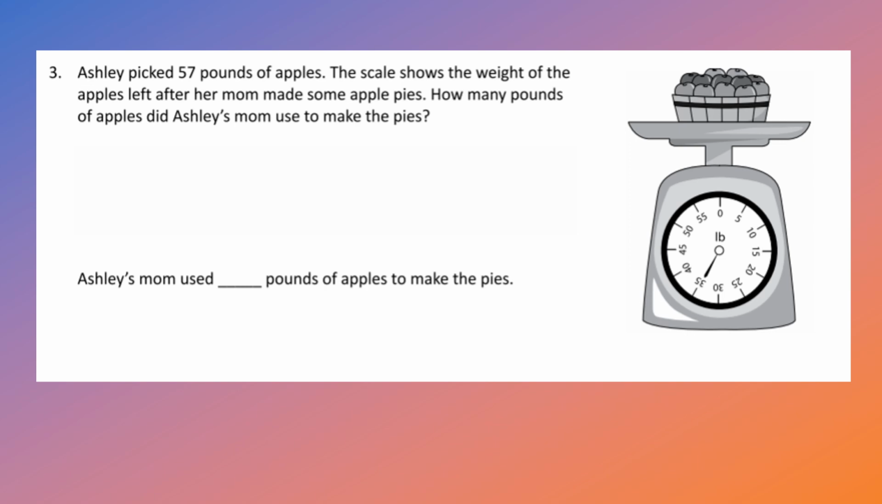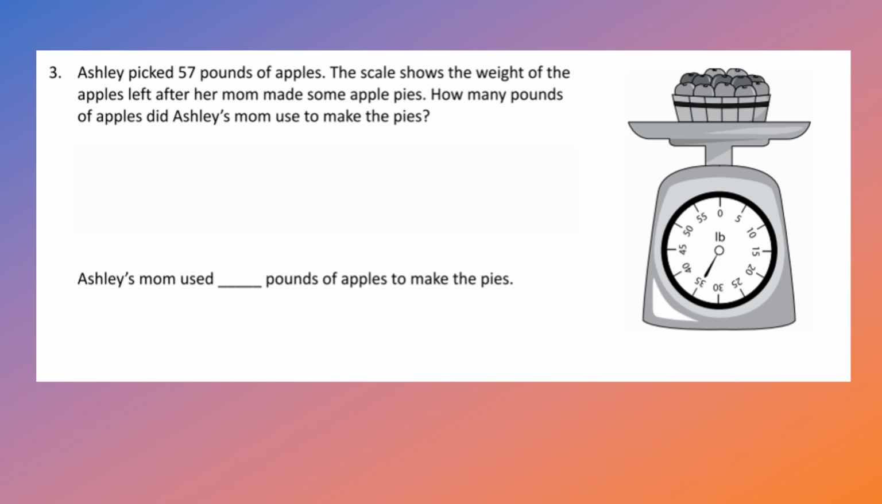Number 3 says, Ashley picked 57 pounds of apples. The scale shows the weight of the apples left after her mom made some apple pies. How many pounds of apples did Ashley's mom use to make the pies? Okay, well, first, we need to look at the scale to see how many pounds was left. So it's pointing at 35. So that means that it was 35 pounds left.